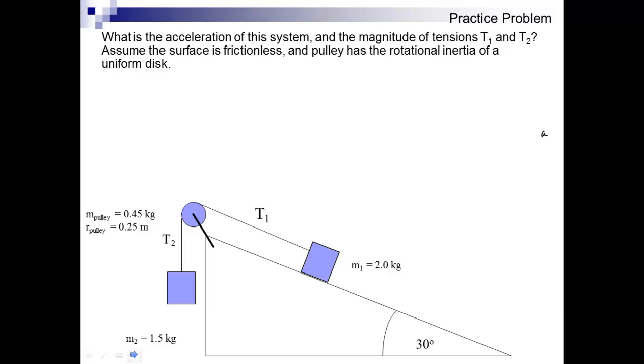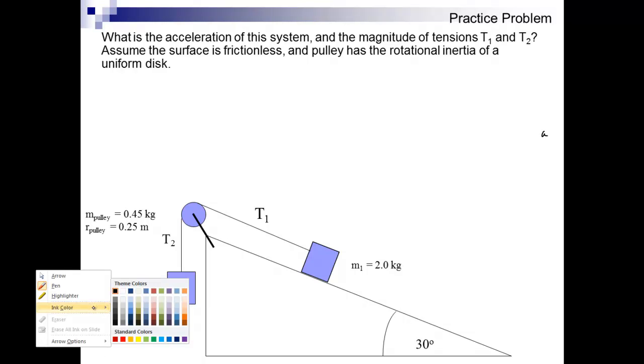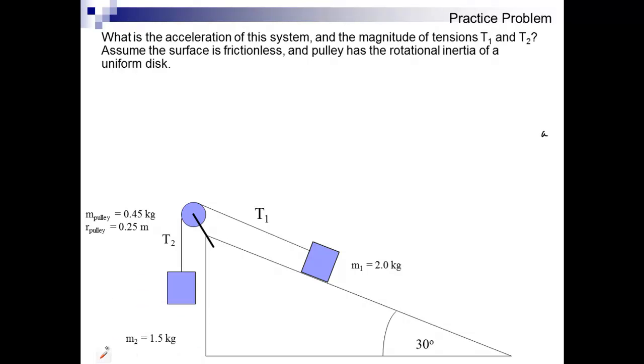So again, we want to start off with our force diagrams. With our force diagrams, on T2 we would have M2G and T2 upward. Over here we would have the normal force and T1 in the direction of the string that's pulling it, and then M1G.